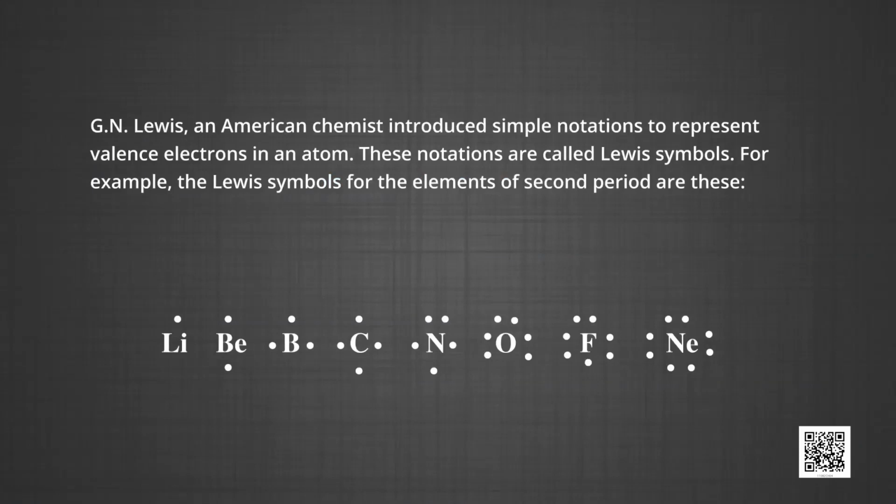Lewis symbols. In the formation of a molecule, only the outer shell electrons take part in chemical combination, and they are known as valence electrons. The inner shell electrons are well protected and generally do not participate in the combination process. G.N. Lewis, an American chemist, introduced simple notations to represent valence electrons in an atom. These notations are called Lewis symbols. For example, the Lewis symbols for the elements of the second period are as under.